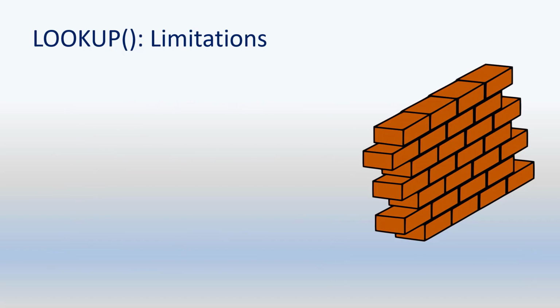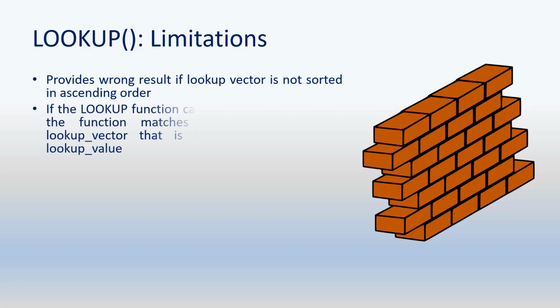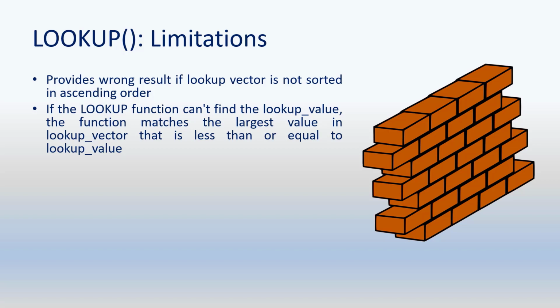The limitations of lookup. We already discussed in multiple contexts on some of the limitations of lookup function. We will list down those limitations. Lookup provides wrong result if the lookup vector is not sorted in ascending order. We already discussed about that. If the lookup function cannot find the lookup value, the function matches the largest value in the lookup vector that is less than or equal to your lookup value.